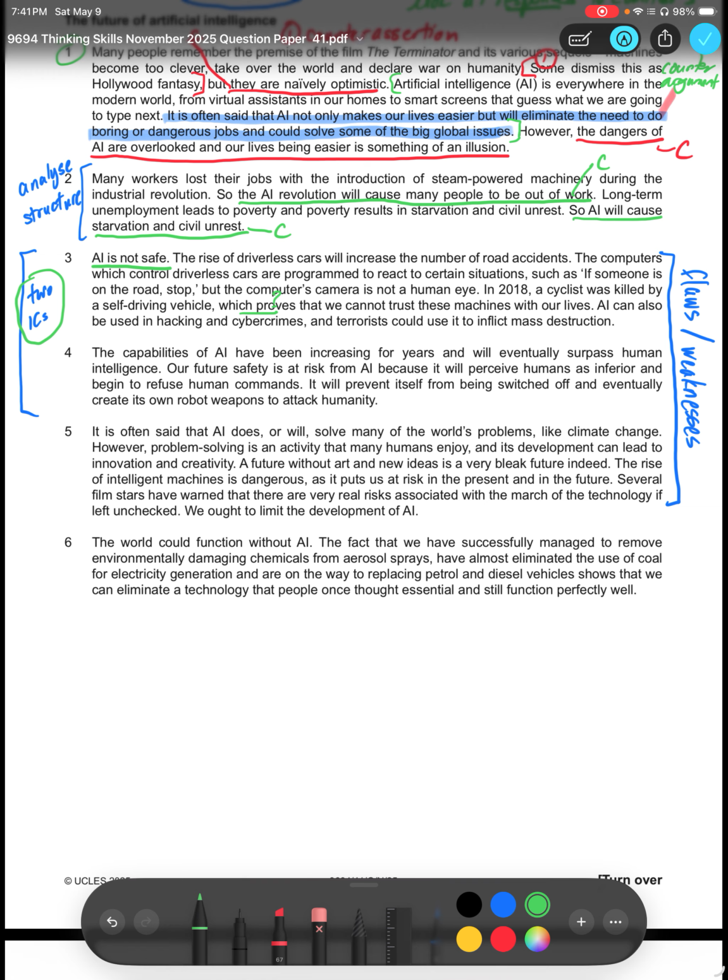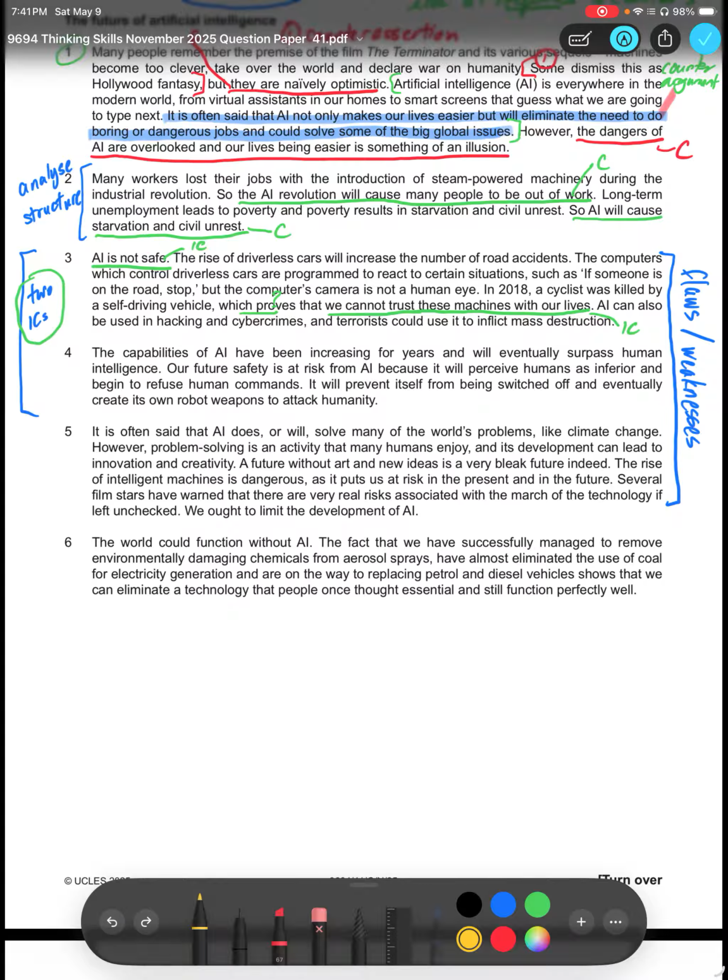Okay, so conclusions here. AI is not safe. And then we cannot trust these machines with our lives. Also looks to me like an intermediate conclusion. And I'm going to go ahead and label these intermediate conclusions because the entire thing is not about AI is not safe, because in the paragraph above it, if you look here, when you go up to here, they're talking about more than just safety. So it's an intermediate conclusion.